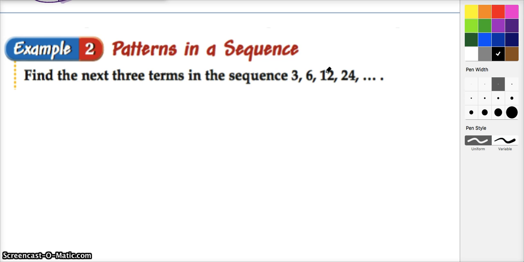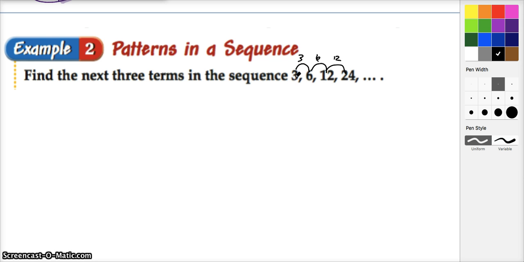Is this an arithmetic sequence? Hopefully you realize that there is no common difference, right? Because from here to here is 3, from here to here is 6, from here to here is 12. What you do notice is that this would actually be something called a geometric sequence, because it looks like I'm multiplying by the same number each time. We'll get to that later. We talked about that briefly.